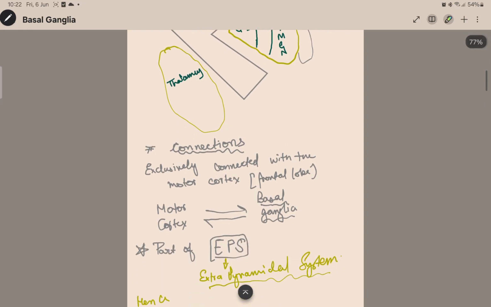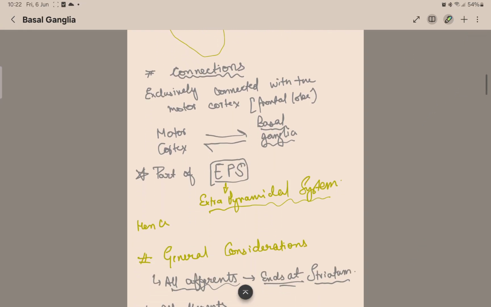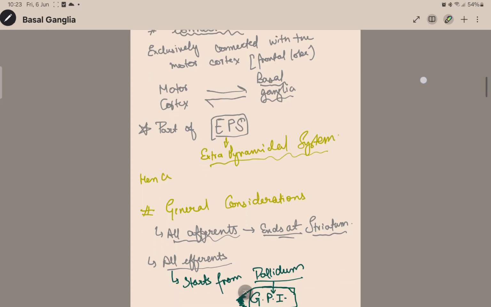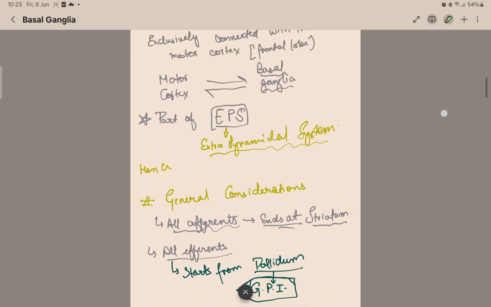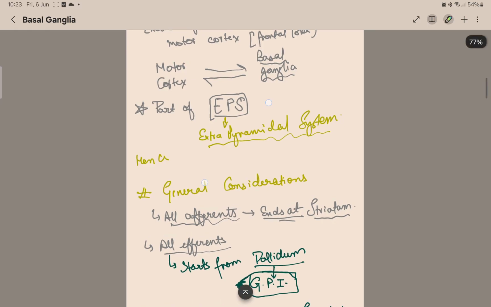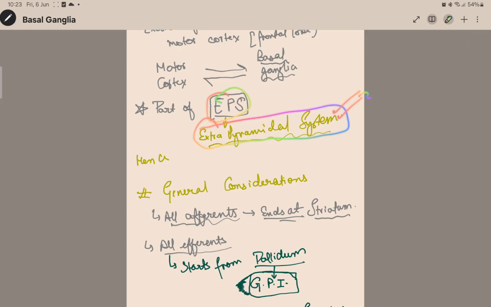So connections. The connections of basal ganglia are exclusively with the motor cortex. It means that the motor cortex sends information to basal ganglia, and basal ganglia send information to motor cortex. It's the to-and-fro exchange of the information. This is part of the EPS, the extrapyramidal system. This is a potential MCQ.